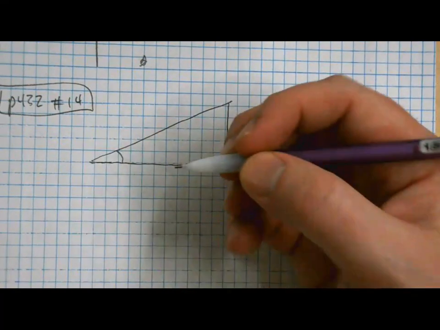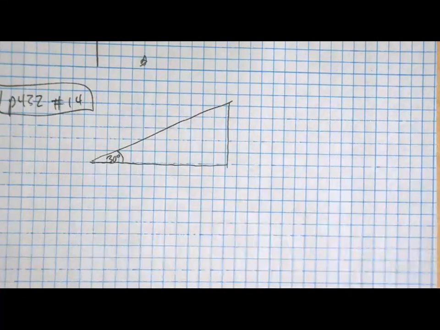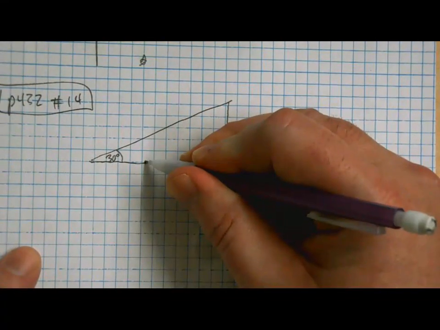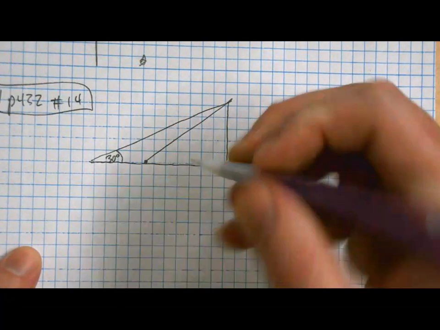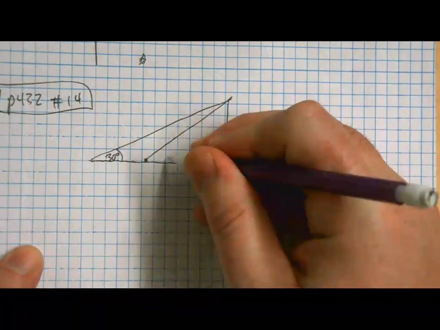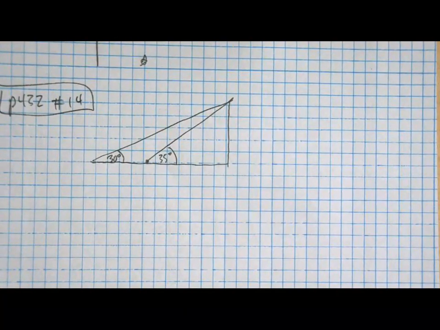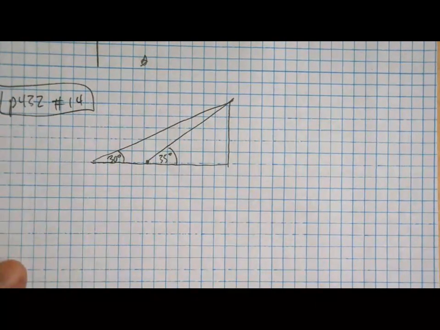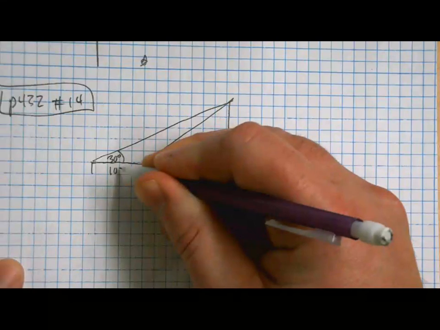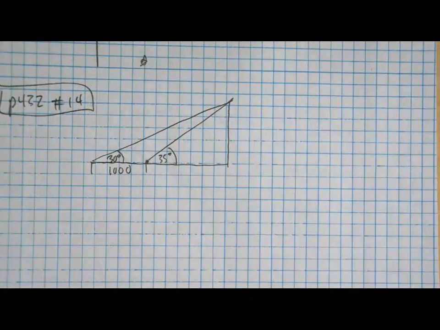The first time he measures it at 30 degrees. And the second time, he's a little bit closer. He's further down the trail here. And he measures it again, and it's 35 degrees. And that distance that he moved between those two measurements, that's your 1,000 feet. So the trickiest part of this for some people could have been just drawing the picture.